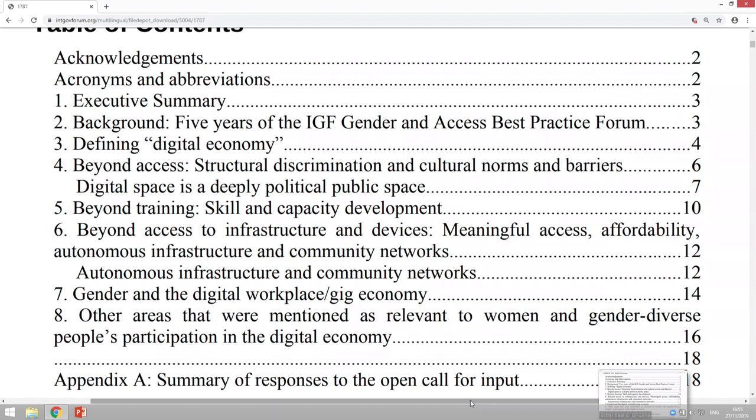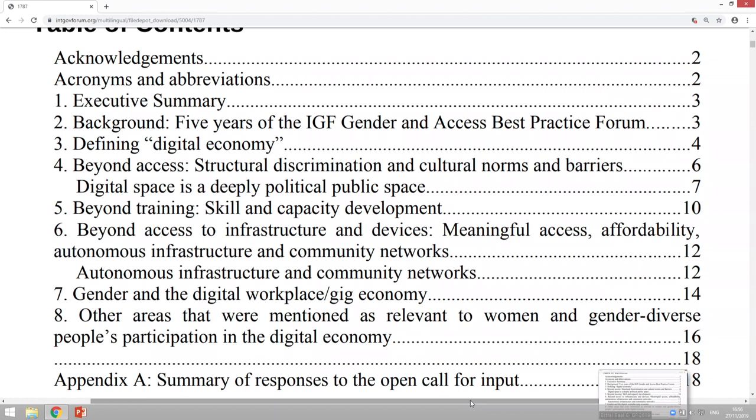The next section, which is called Beyond Access, Structural Discrimination and Cultural Norms and Barriers, was developed mostly by Maria Paz. And this is, I would say, perhaps also a bit of a theoretical section. What this section does is it looks at digital space as a political space. And it also looks at the participation of women and gender diverse people as a process which takes place within the context of structural factors of discrimination and exclusion. And so in a sense, it frames the work in the report.